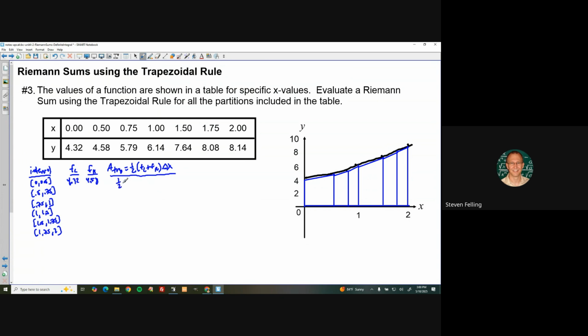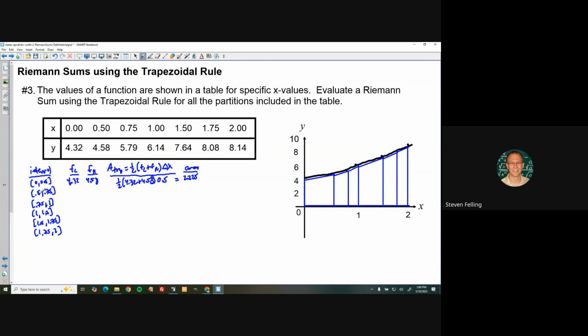This is going to be 1/2 of 4.32 plus 4.58. It's the average of those two: add them up and divide by 2 to get the average, and then multiply by the width. This width is 0.5. And so that gives me an area of, let's see, 2.225. So a fair amount of writing to fill the rest of this in. I'm going to go ahead and do that.